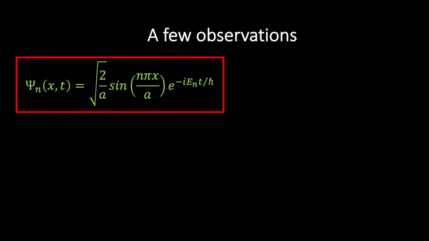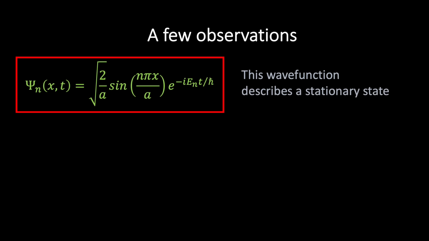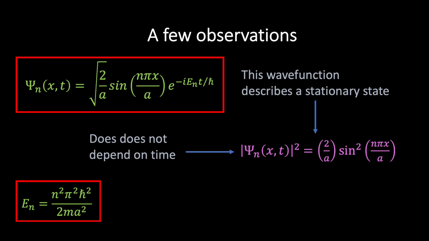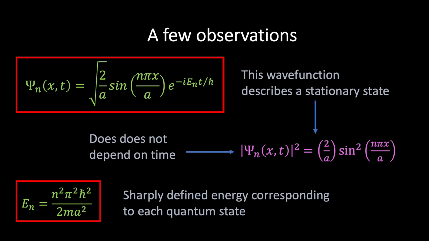Now, there are a couple of key points that are worth mentioning at this stage. Firstly, a wavefunction of this form describes what is known as a stationary state, because the modulus squared of the wavefunction does not depend on time, which means that the probability does not change with time. We also note that such a stationary state has a sharply defined energy corresponding to each value of n, and we'll have more to say about this point later.